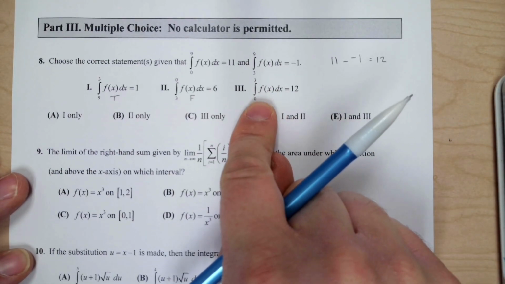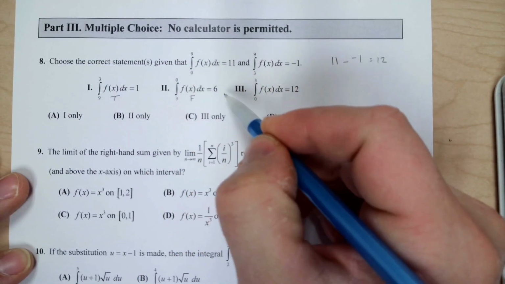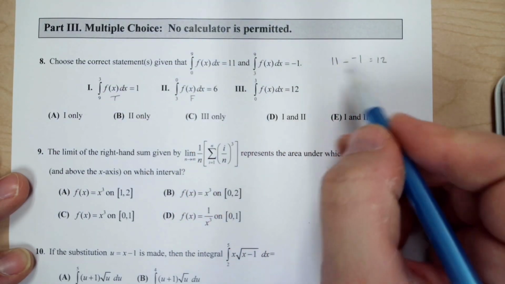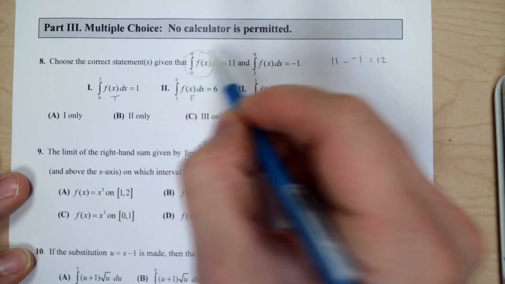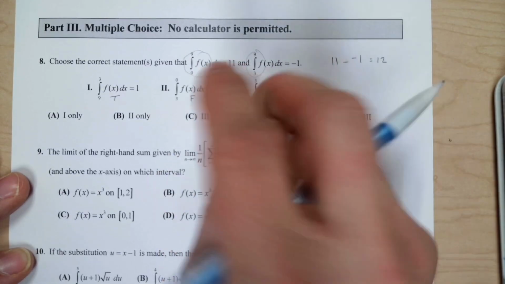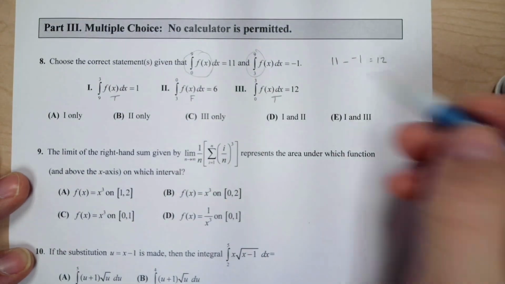This one, I just proved is true, right? So I wanted to say that 3 to 0 is negative 12, so that means that this is true, because again, if I want to get from 0 to 3, I would take this space and subtract this space, and that would leave 0 to 3. So that's true. So we're going with E.